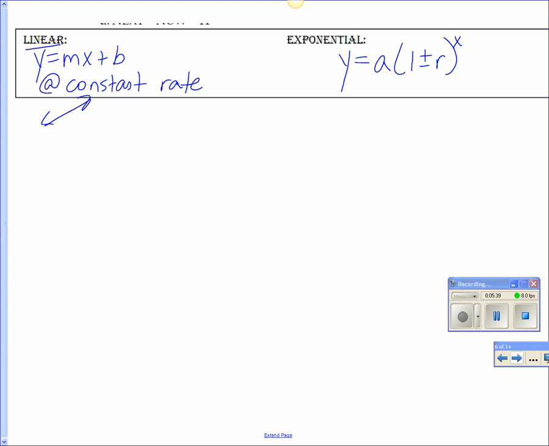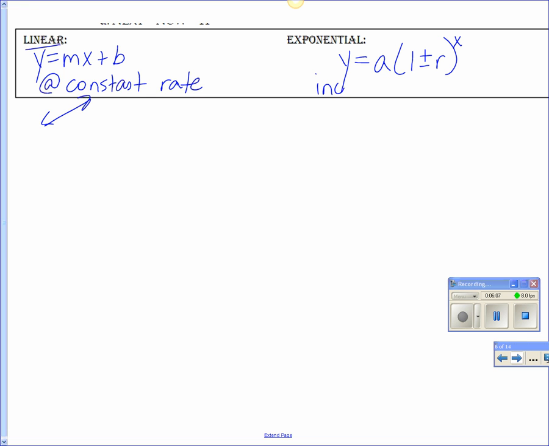Okay? Another difference is here, what's your starting value here? B, because it doesn't have the x. Which one doesn't have the x here? A. So A is your starting value. Here, you're adding your starting value. Here, what are you doing with the starting value? Multiplying it. Okay, so that's another difference, and we'll do more of that all next week.